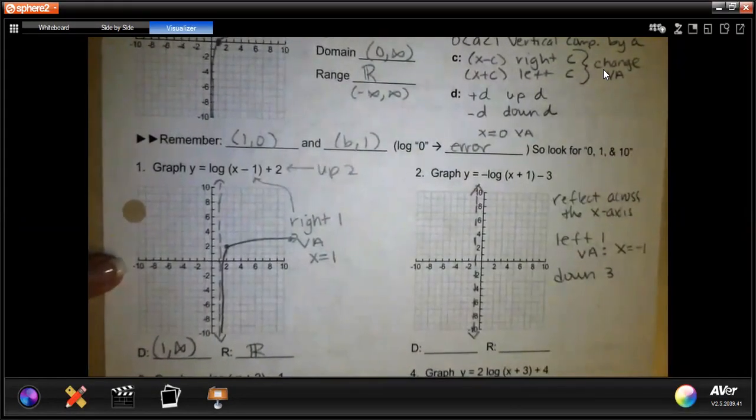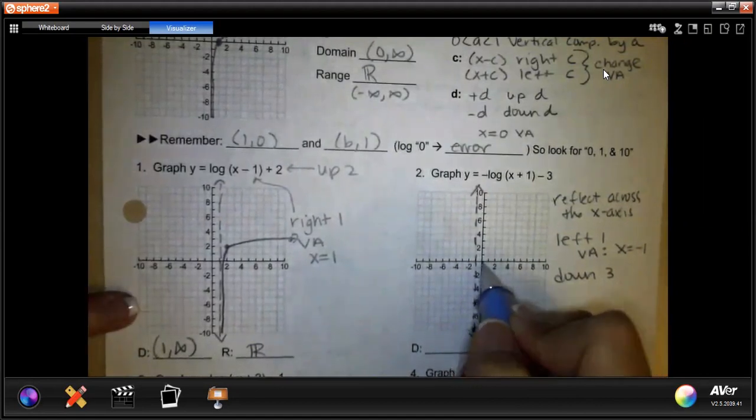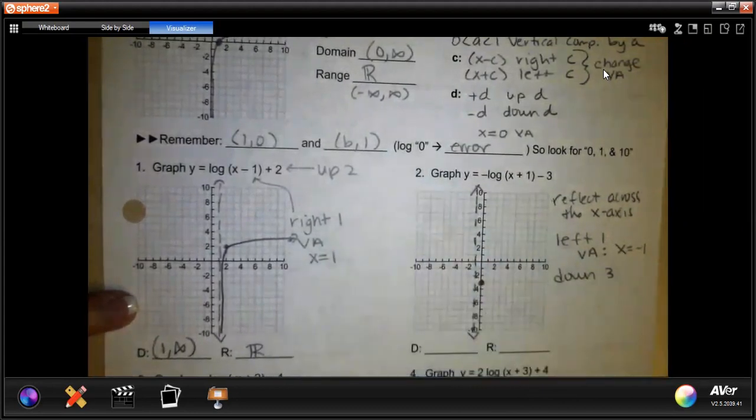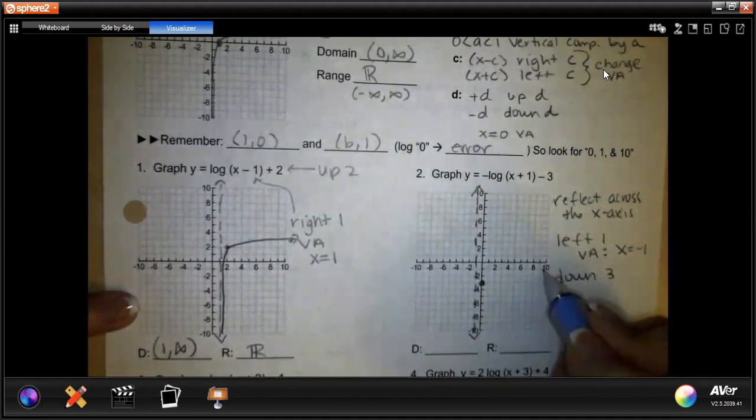Now we run those transformations through our key points. So we've got that 1, 0. If I reflect that over the x-axis, it's not going to go anywhere since it's on my x-axis. I move it to the left 1 and down 3. And there's my first point. I do the same thing for my 10, 1 point. I reflect that over the x-axis. That one will reflect, so we go down to 10, -1. We move it to the left 1 and down 3.